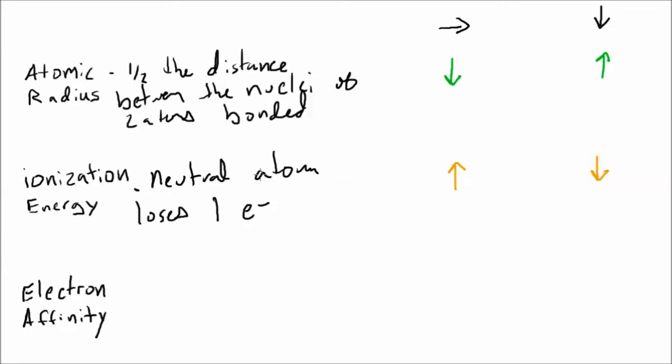So ionization energy, the energy change when you remove one electron from a neutral atom, when you go from left to right across the periodic table, it goes up. And when you go from top to bottom down a group of the periodic table, it goes down.